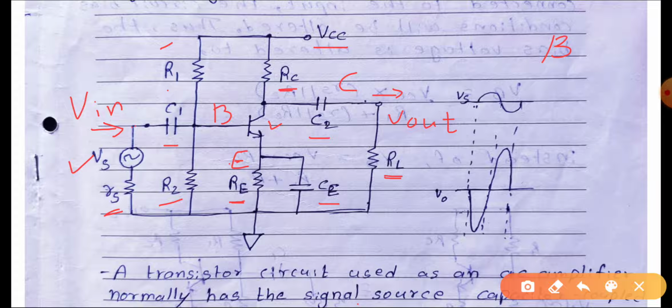Beta is equal to IC upon IB, collector current upon base current. So it is the ratio of output current to the input current. IC is the output current. Here you can see there is IC, and this is the base current IB, that is the input current.